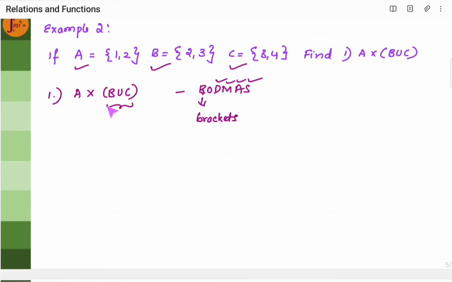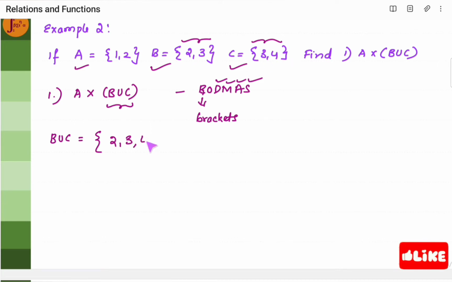So let's cover what is there in brackets. In brackets you have B union C. So what is B union C? B union C is take all the elements of B and all the elements of C, right? So you have 2 and 3 in B and in C you have 3 and 4. 3 is already there, so we'll put 4, which will be non-repetitive.